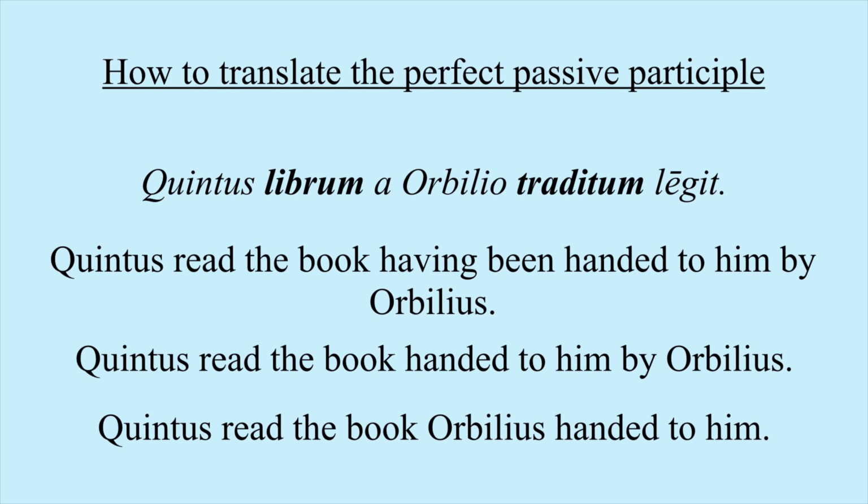So we could simplify it, and we could instead translate it, Quintus read the book handed to him by Orbilius. So it's okay to translate the perfect passive participle and simplify it. Instead of having been handed, just say handed. Quintus read the book handed to him by Orbilius. And if we want to go one step further, I think we could even say Quintus read the book Orbilius handed to him, right? So you've got three options, two that are much more conversational and one that's very, very literal.